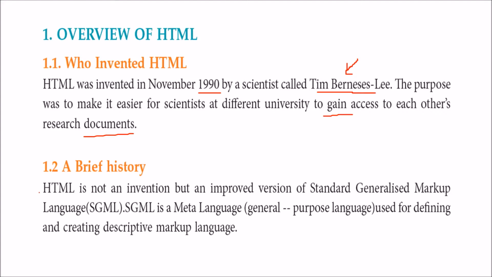So HTML is not the first invention. Actually, it's an improved version of SGML, that is Standard Generalized Markup Language. So this SGML was a meta language, that is, it is capable of creating other languages. This is a general purpose language which was essentially made to define and create descriptive markup languages.